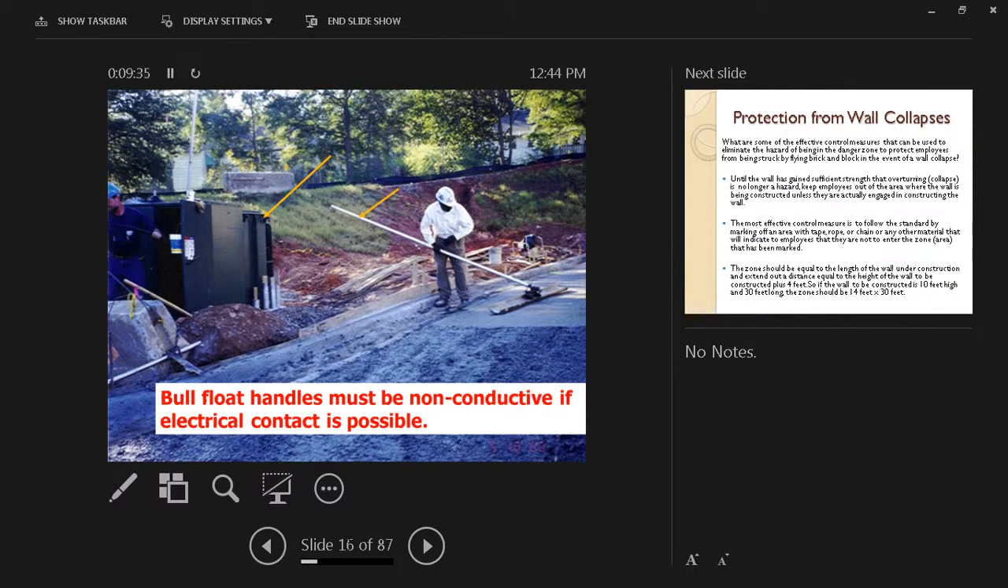Here what we have is a bull float, which has a long handle. Now the problem here is that we're working close to power lines and power equipment, which can cause a hazard of electrocution. So the bull float handles must be non-conductive if electrical contact is possible. So it can be of a non-conductive material, whether wood or fiberglass or something like that.